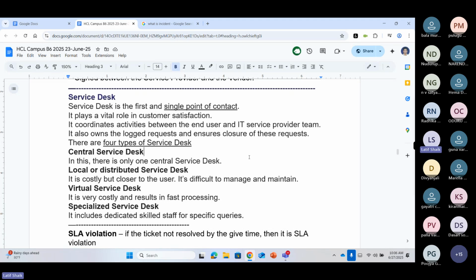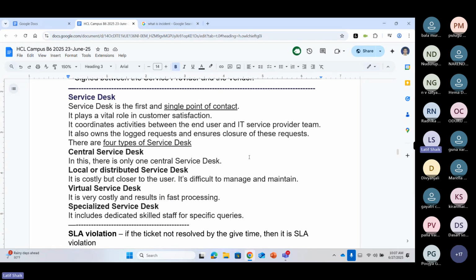Then how is the other service desk? Local or distributed. My customers are in different locations. Some customers are in Texas, some in New York, some in the UK, in Britain. Some are in France, some in Australia, maybe some in South Sudan, different African countries. So, different locations.